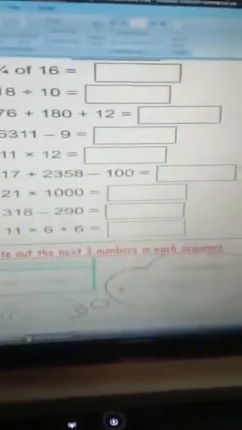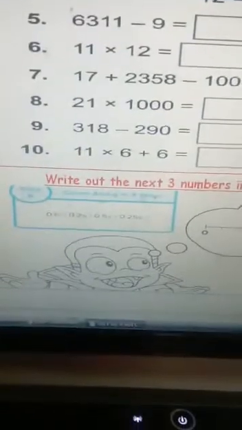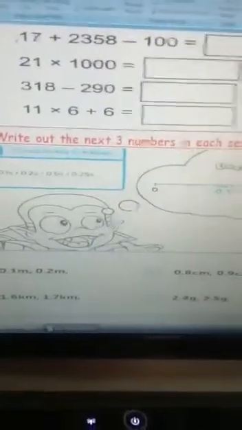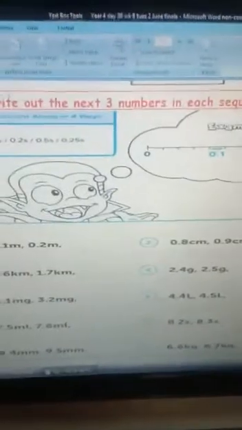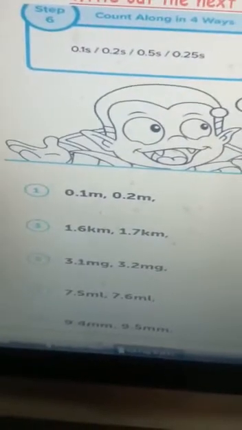Next thing, we're going to count in different ways, 0.1s, 0.2s, counting on in 0.5s and then 0.25s. So you can write the next 3 numbers in each sequence. So the first sheet is going up in 0.1s. So if you look at what you've got already, 0.1, 0.2, and what will be the next 3 that follow that, if you're jumping up in 0.1s.